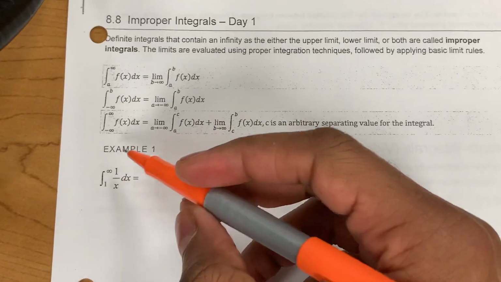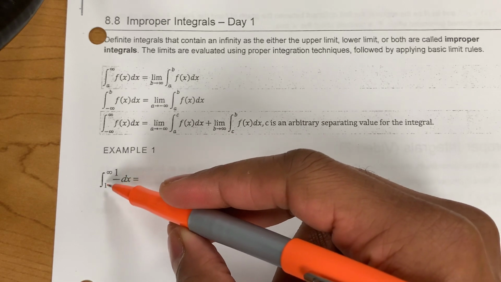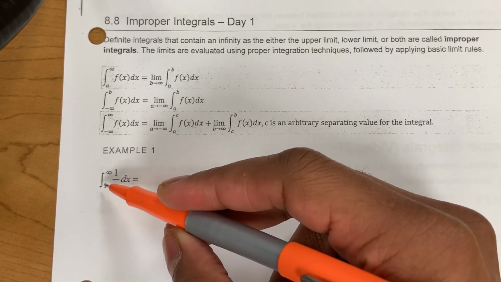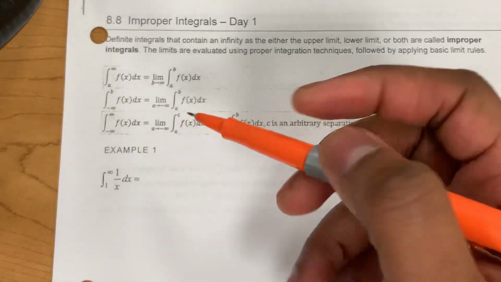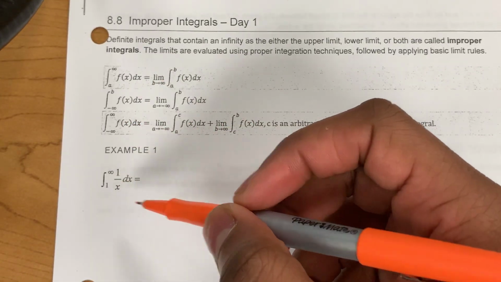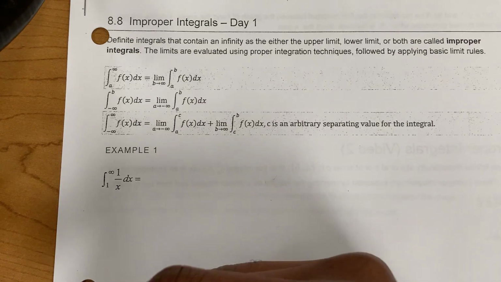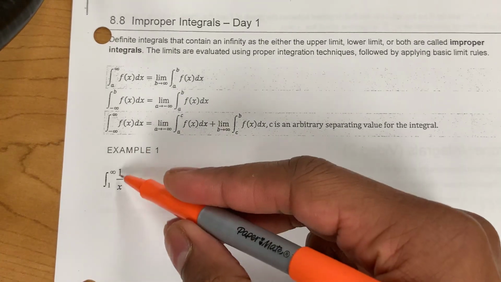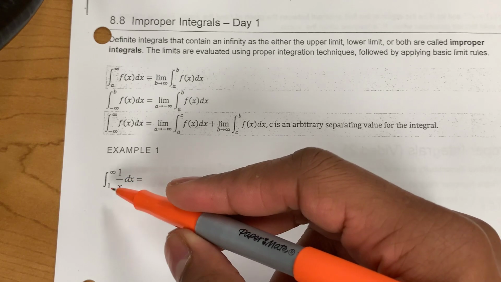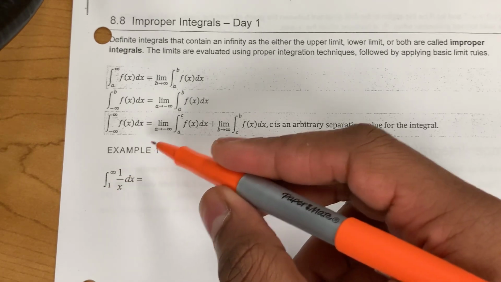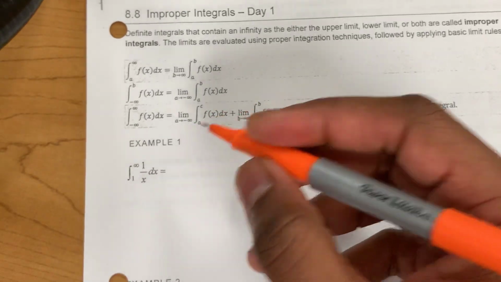So in the first example, we are evaluating the integral from 1 to infinity of 1 over x dx. Now remember, a definite integral is meant to represent the area under a curve. So we're trying to figure out how much area is under the curve 1 over x if we go from 1 to infinity.